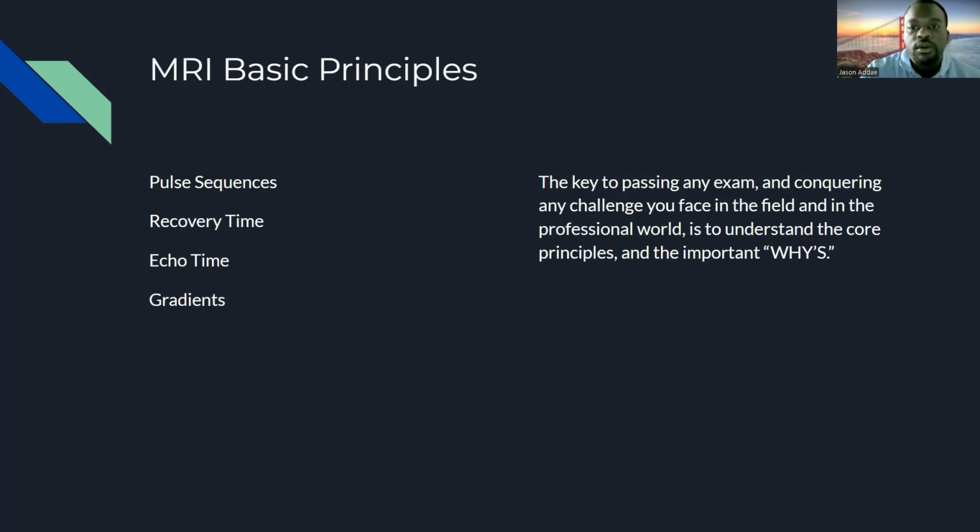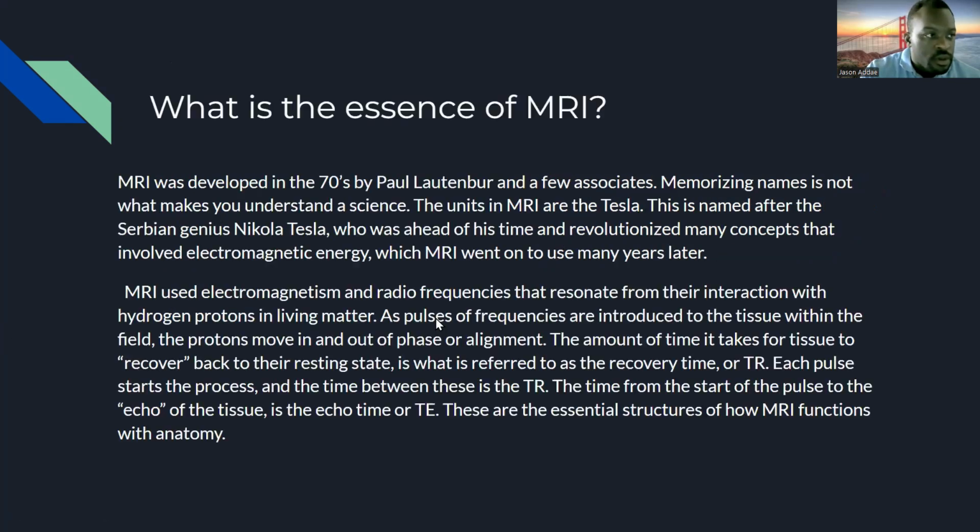As these images are formed using radio frequencies, it generates various forms of images. You can look at soft tissue, hard tissue, pathology, bone, muscles, sinews, nervous tissue, things you can't visualize in other imaging. As you see here in this breakdown, the essence of it is that it was invented in the 70s by Paul Lauterbur and a few associates. It uses electromagnetism and radio frequencies that resonate from their interaction with hydrogen protons in living matter.